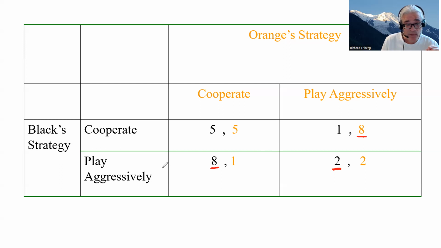The final step is to say, what if black were to play aggressively? What are the possible payoffs for orange then? Well, orange is then comparing a payoff of 1 from cooperating to a payoff of 2 from playing aggressively. 2 is greater than 1. So the best response for orange in this case is to play aggressively as well. Okay, and we'll be saying something more about these different payoffs in a subsequent video.